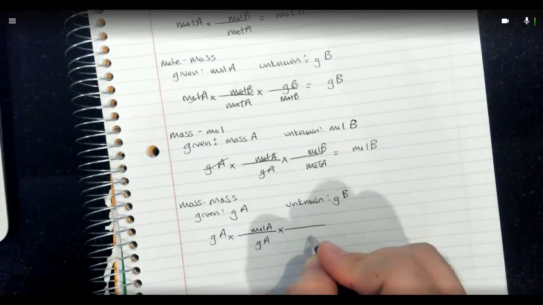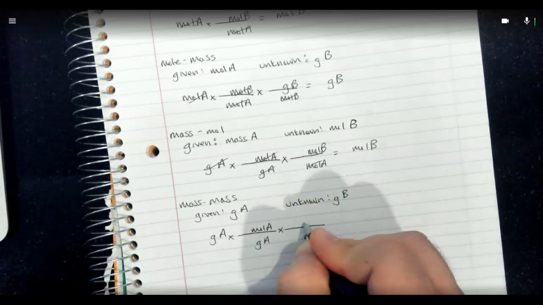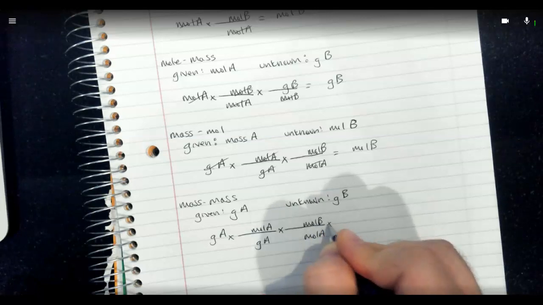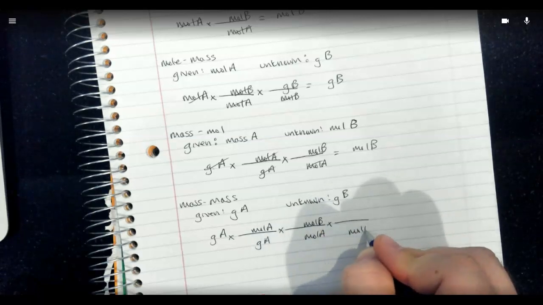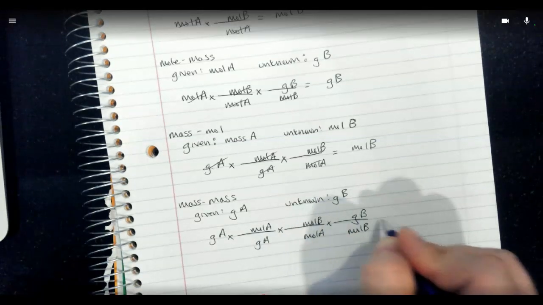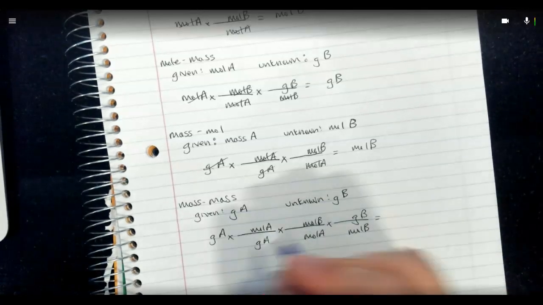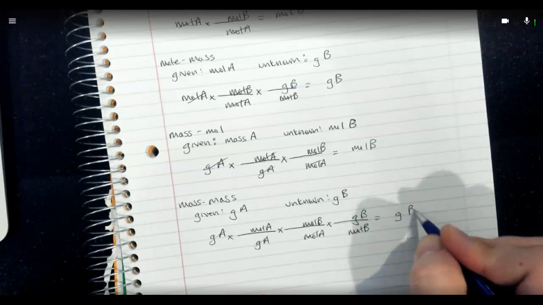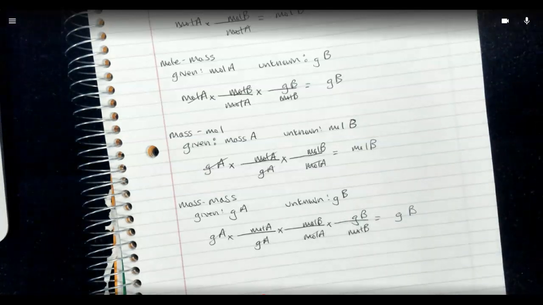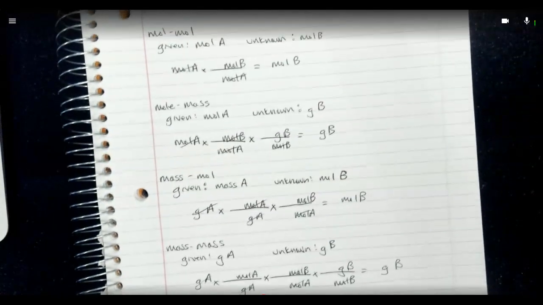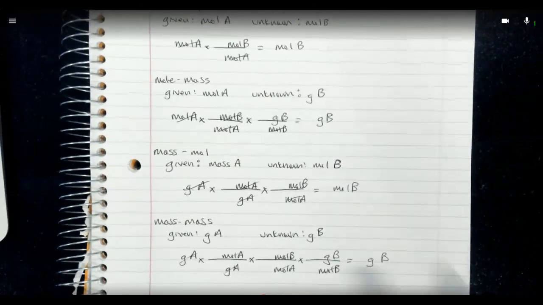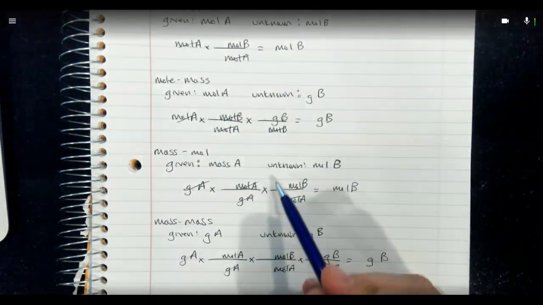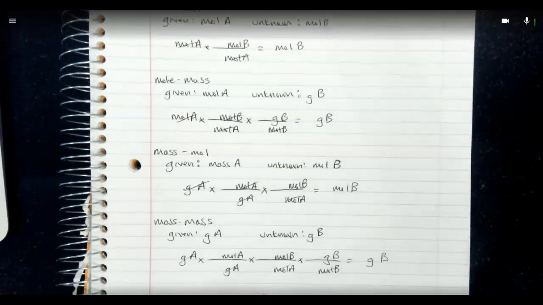So now mole A comes down to the denominator. Mole B goes in the numerator. Mole B, grams B. So make sure your units cancel out. And we're left with grams B, what we're looking for. Fantastic. Now, to determine the values, which values go in these spots here, let's talk about that real quick.